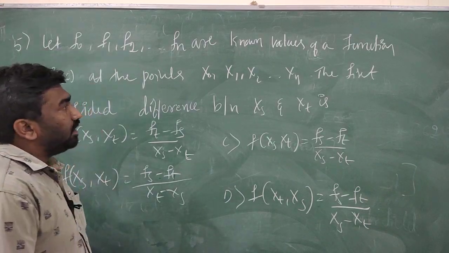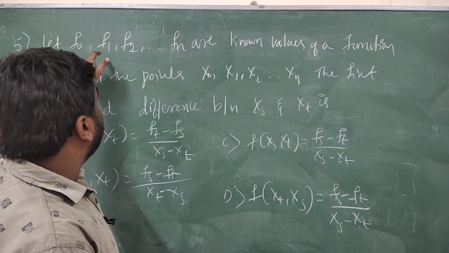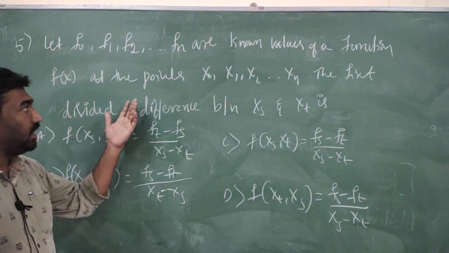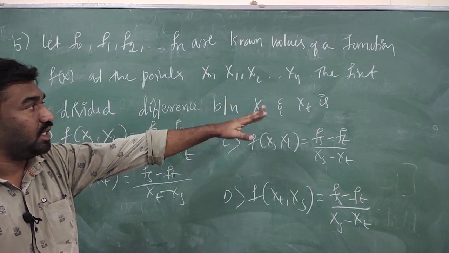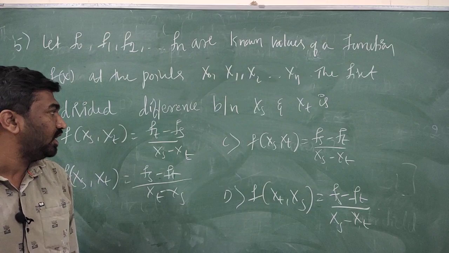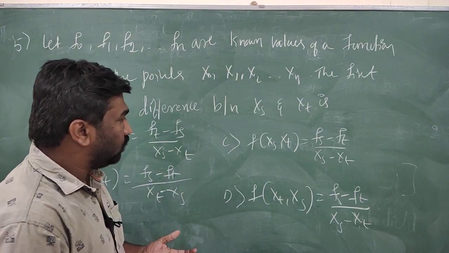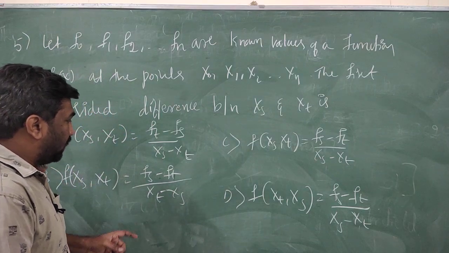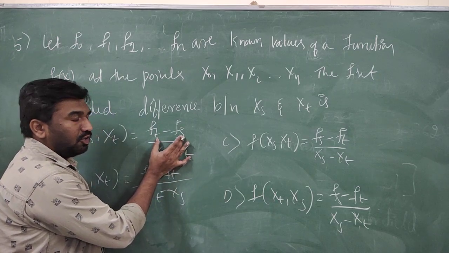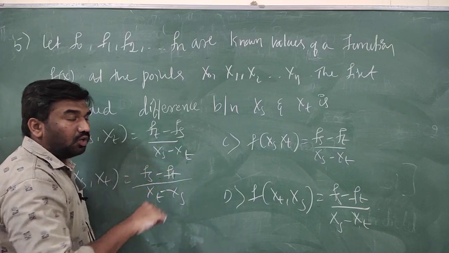So question number 5 is also based on numerical analysis. Let f0, f1, f2 up to fn be known values of the function f of x at the points x0, x1, x2 up to xn. The first divided difference between xs and xt is, the options are like this. So here you can easily guess. The trick is, see, if the numerator and denominator are in the same order, if it is t, it is also t, if it is s, it is also s, then that is the correct option.